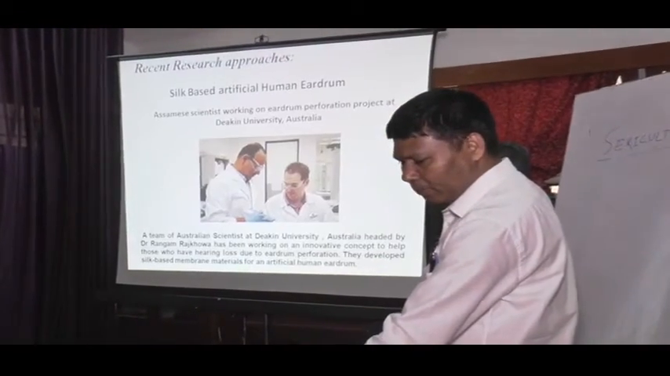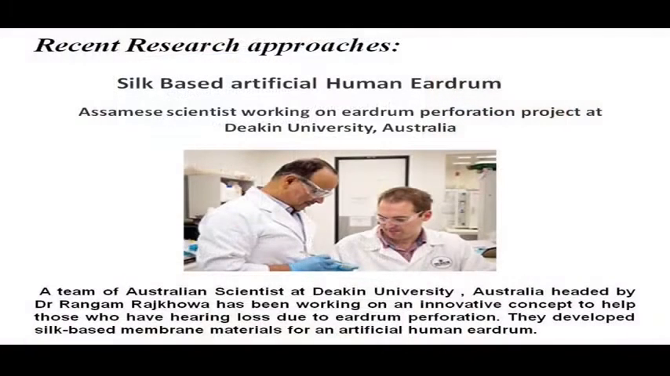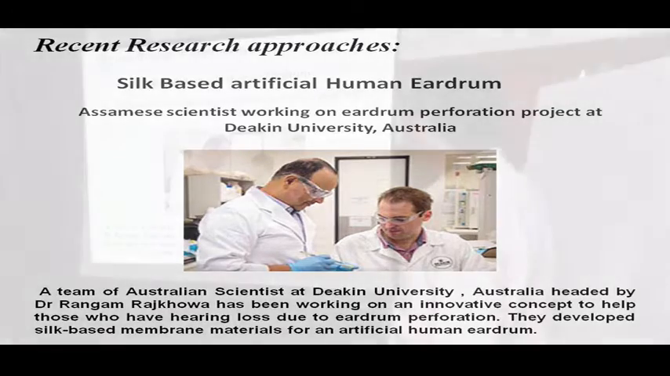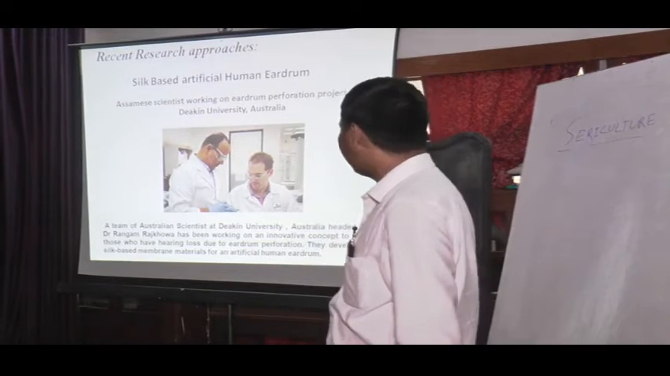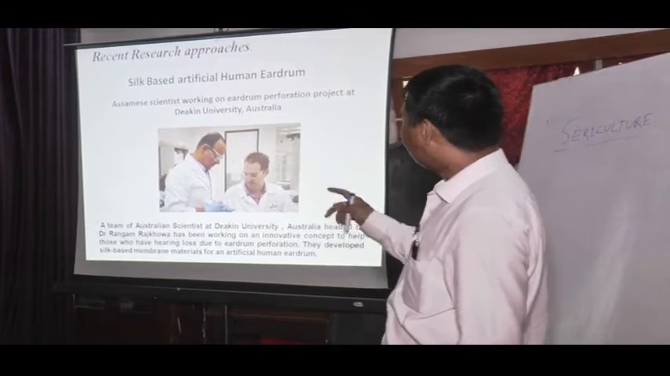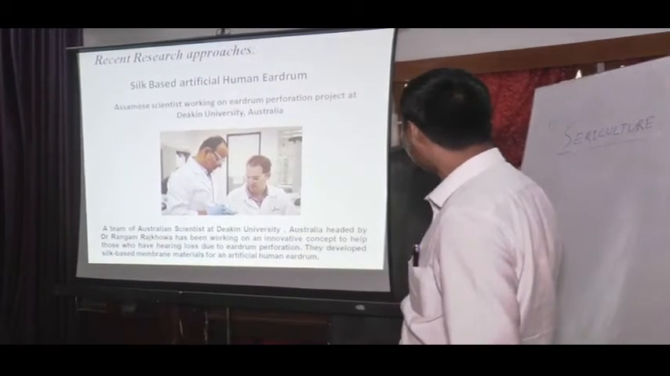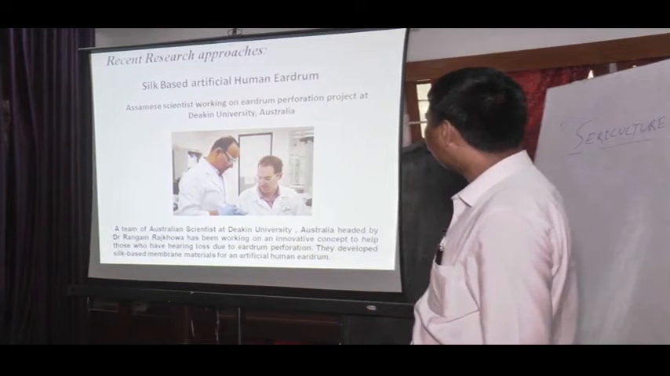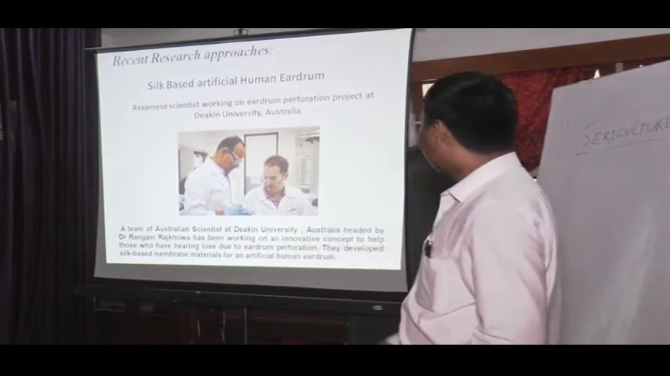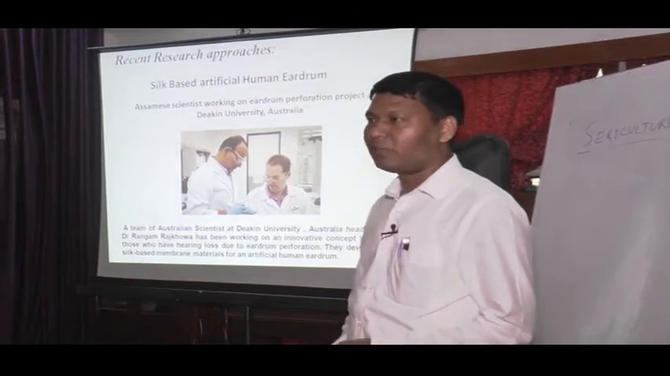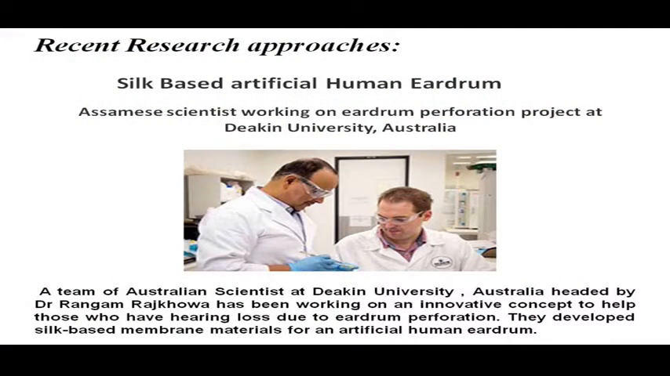If we see another important recent research development, the silk based artificial human eardrum, one Assamese scientist, Dr. Rangam Raskua, developed an artificial eardrum from silk fiber. This Assamese scientist is working on an eardrum perforation project at Deakin University, Australia. A team of Australian scientists at Deakin University, headed by Dr. Rangam Raskua, has been working on an innovative concept to help those who have hearing loss due to eardrum perforation. So they developed a silk-based membrane material for an artificial human eardrum. So silk, as I have mentioned, also has biomedical application.